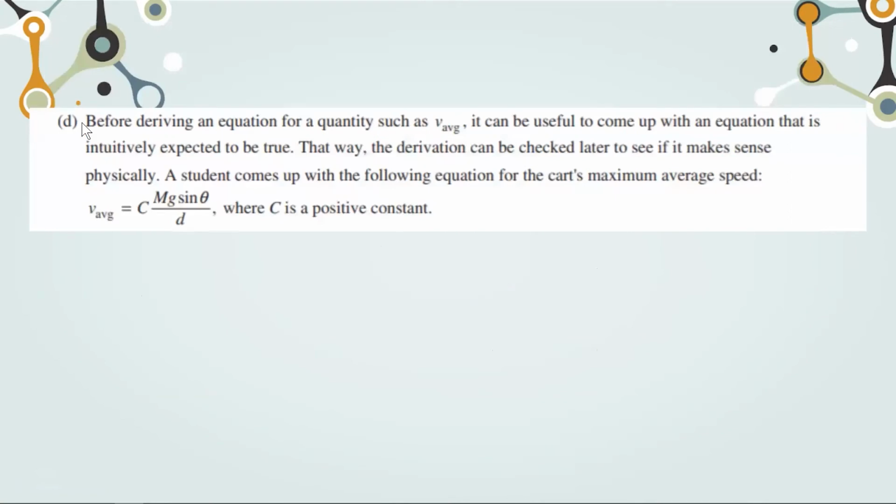Now for part D, before deriving an equation for a quantity such as V average, it can be useful to come up with an equation that is intuitively expected to be true. That way, the derivation can be checked later to see if it makes sense physically. The student comes up with the following equation for the cart's maximum average speed: V average is equal to C mg sine theta over d, where C is a positive constant.